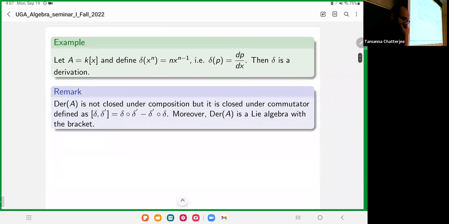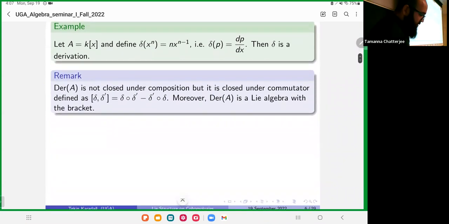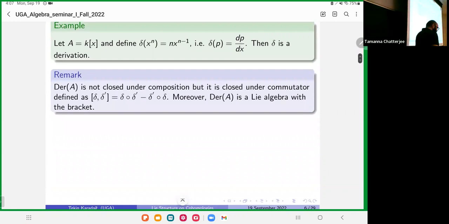So here is an example. We can think of the polynomial algebra, and we define delta of x^n as n times x^(n-1). So delta of x^2, for example, is going to be equal to 2x. Then delta satisfies the condition for derivation. So delta is a derivation.